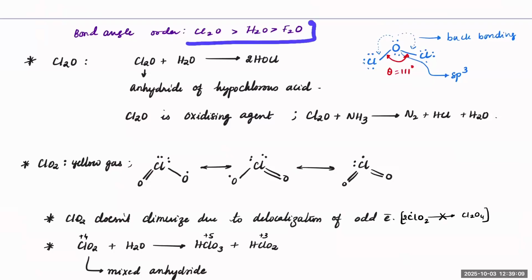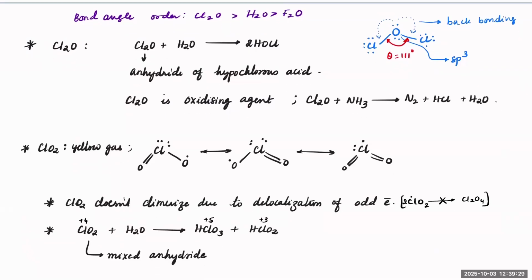Next, if you compare the bond angle, this we learned in chemical bonding, Cl2O will have a larger bond angle than H2O than F2O. In Cl2O, there will be back bonding. That's where the lone pair will be involved with the empty d orbital of chlorine, increasing the bond angle.